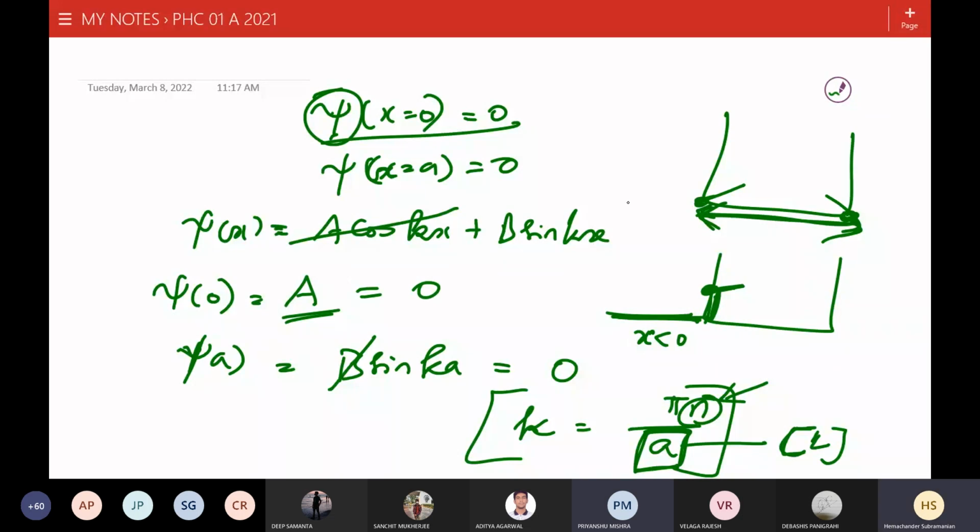Okay, sir. So A is not exactly a measurable quantity. I mean, it's not a dynamic quantity. It is a given quantity. Okay, it's a parameter.